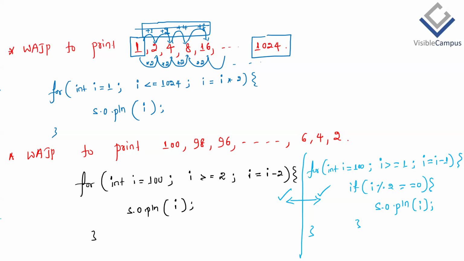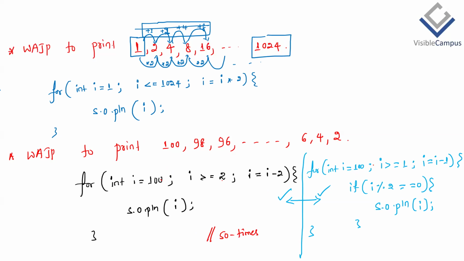Any doubts in this? Now both are correct. Then which is recommended and why? Which one do we have to follow, either the first one or the second one? First one. First one is recommended because from 100 to 2, the loop is running for how many times? 100 times or 50 times? 50 times only. So in this scenario, the loop will run for 50 times.